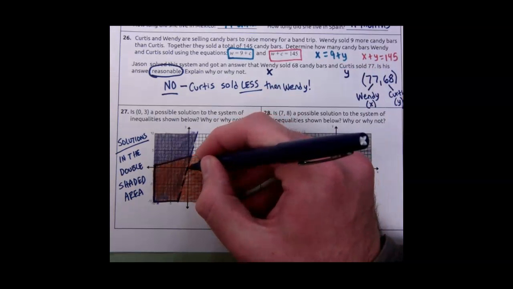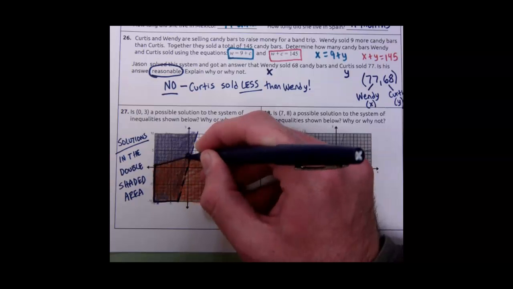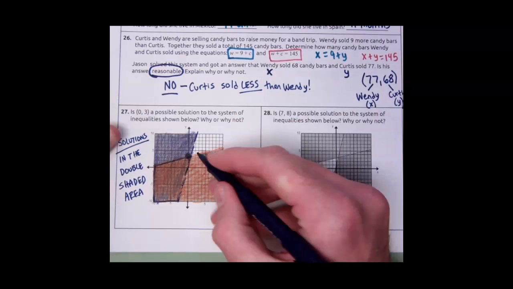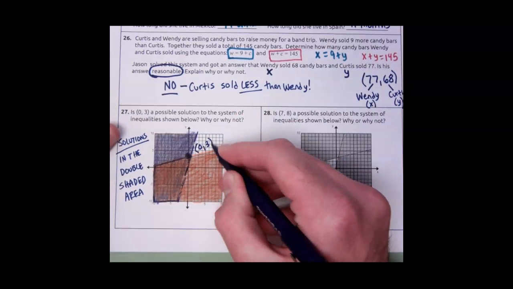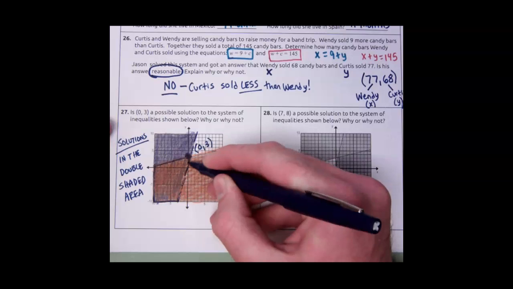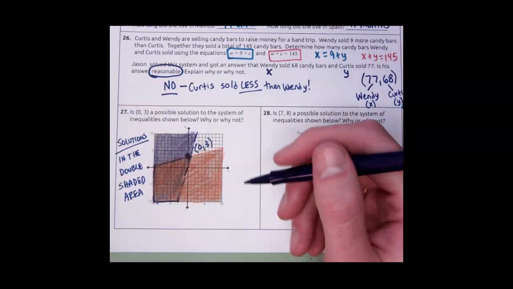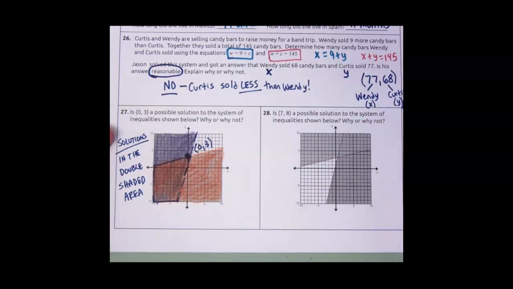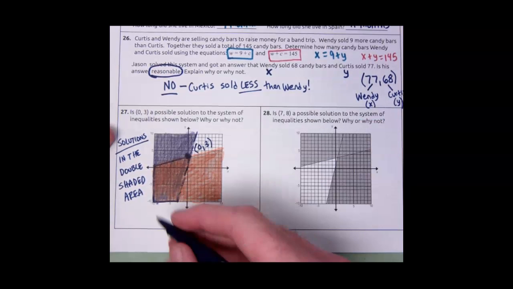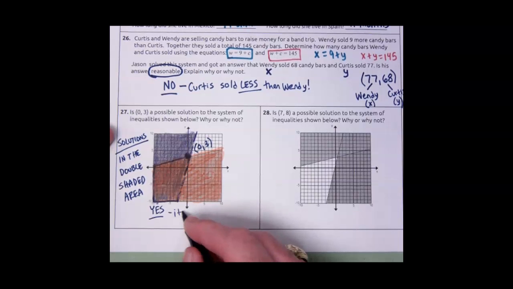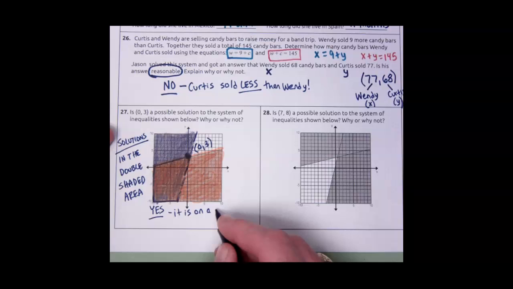So (0, 3) is right here. It is on a solid line bordering the double shaded area. So since it is on a solid line, yes, it is a possible solution.